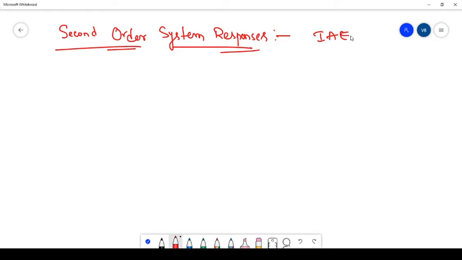what about IAE, ISE and ITAE. These topics we are going to discuss today.